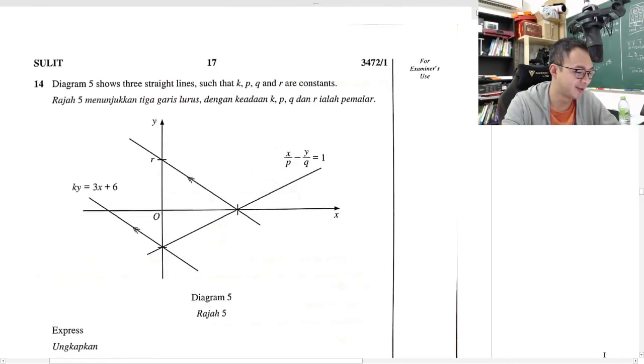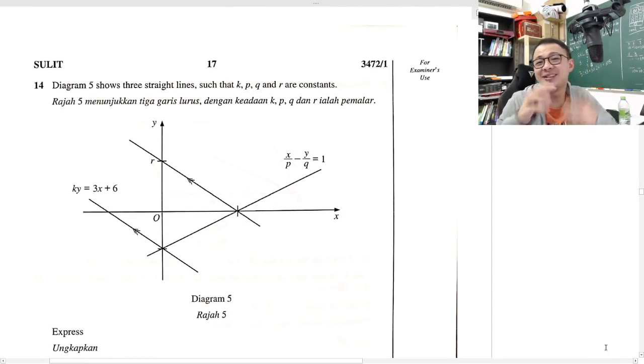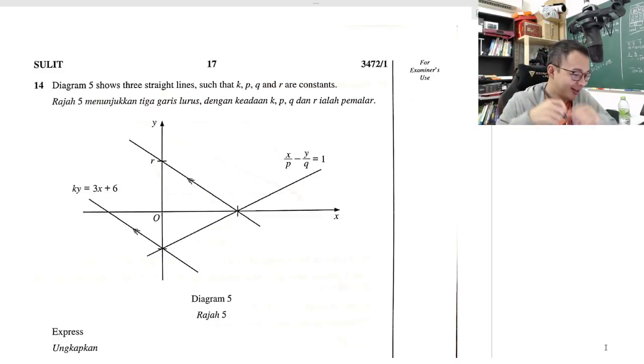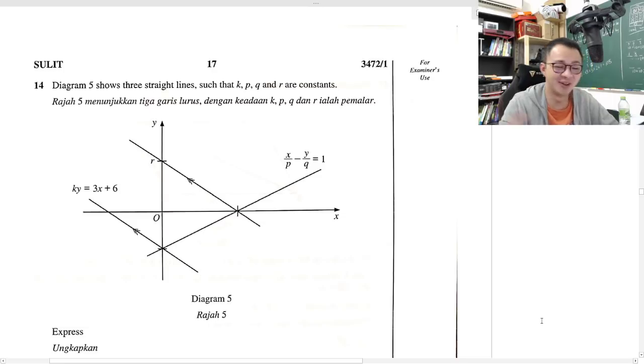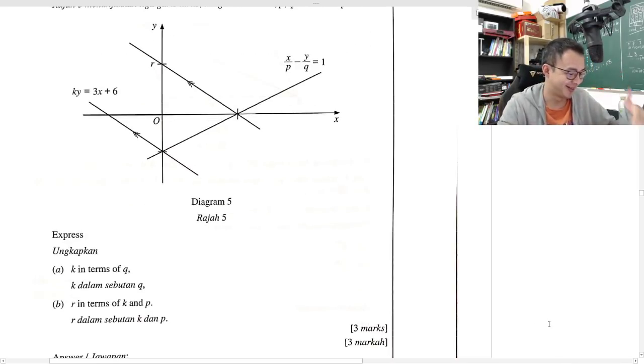14. Alright, this question is a bit tricky. Normally coordinate geometry is quite easy, but this question is a bit tricky because they give you so many unknowns and then they ask you to express K in terms of Q, R in terms of K and P and so on. So let's have a look at this question first.